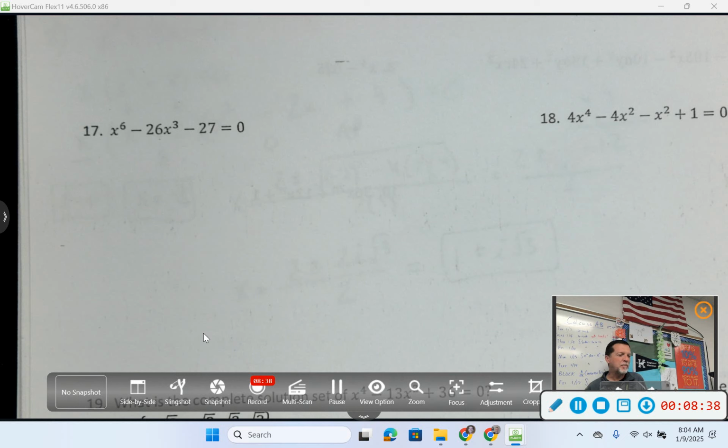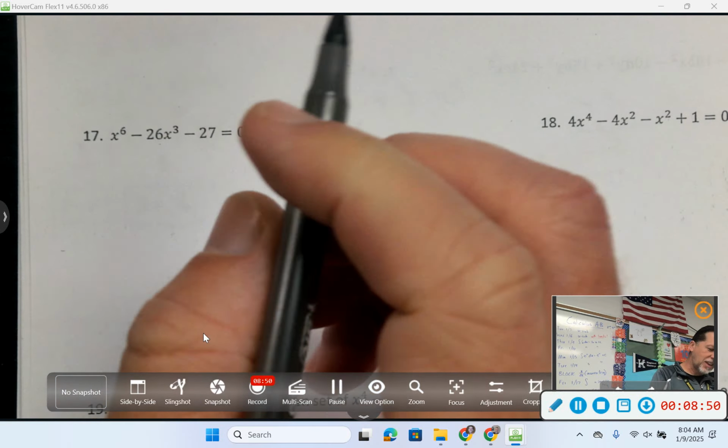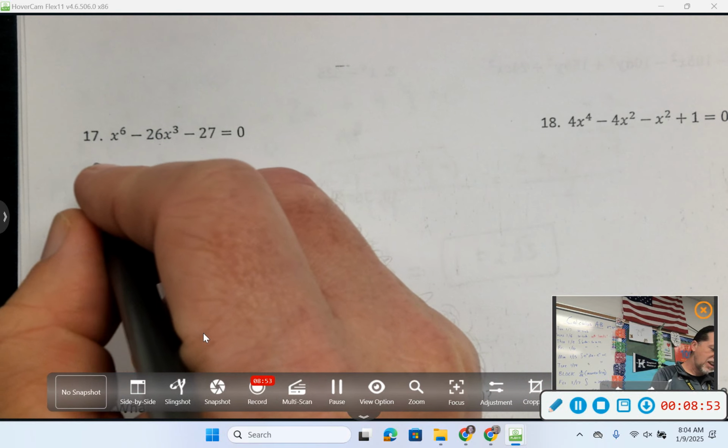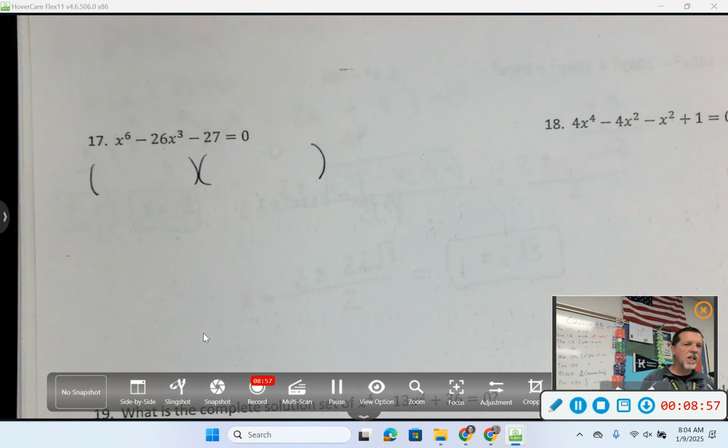Number 17. How many answers do we think there's going to be? 6. So already it's like, ooh. 6 answers. How do you want to start factoring this thing? Wait, is there going to be... Can't we do the one where we move over the 20? Oh, we're on different numbers. It's a cube root.